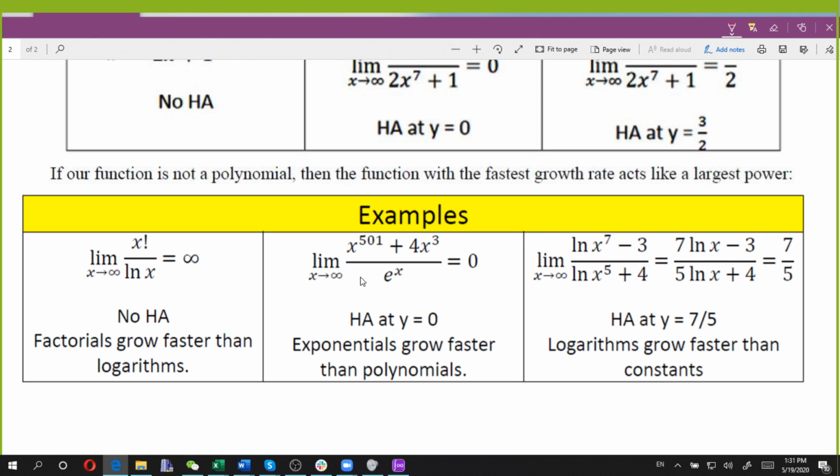And the last one, I've got logarithms and constants on both sides. Logarithms grow faster than constants, so I only care about this part. With the power property of logarithms, I can move the 7 and the 5 down. So that leaves me with the same growth rate, ln x, on top and bottom. So I'm going to take the fraction of my coefficients, which is 7/5. And that's my limit. Any questions on any of the 3 examples?